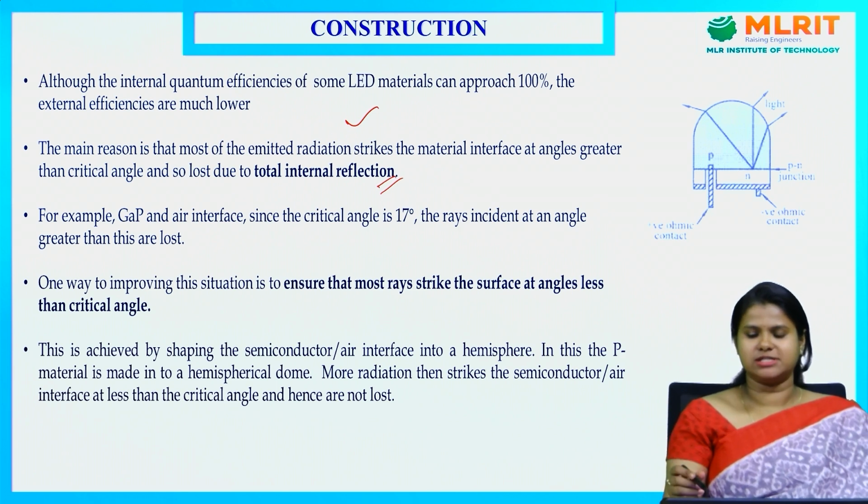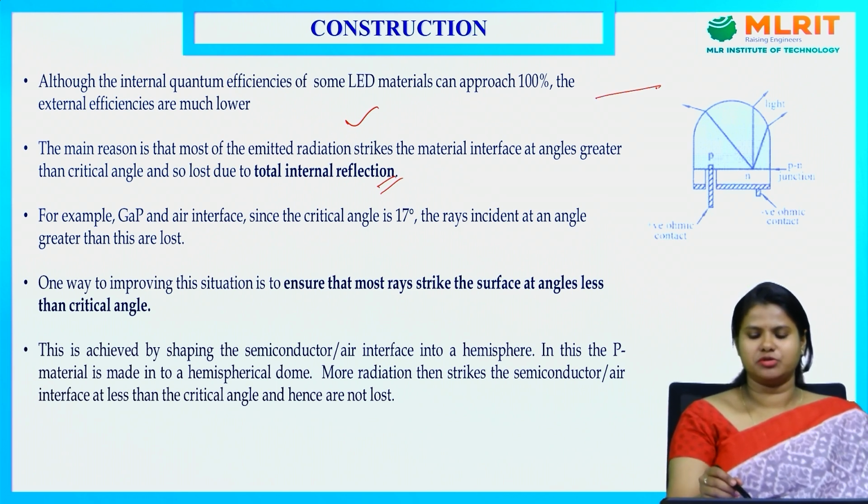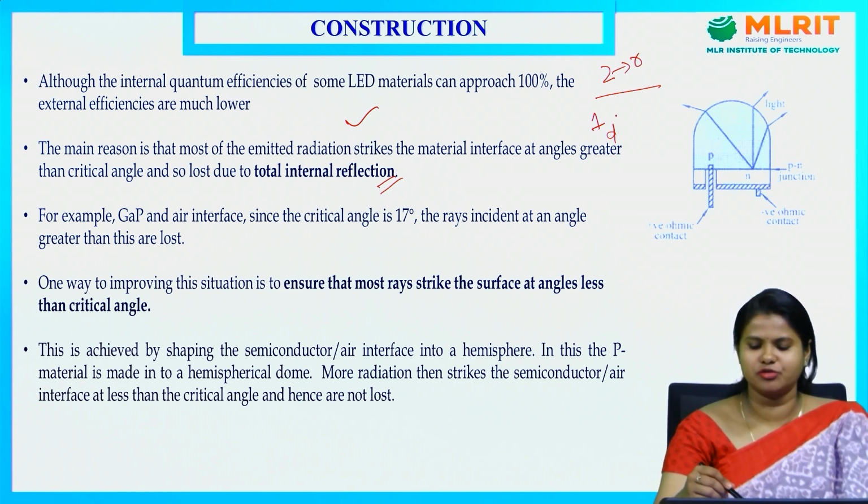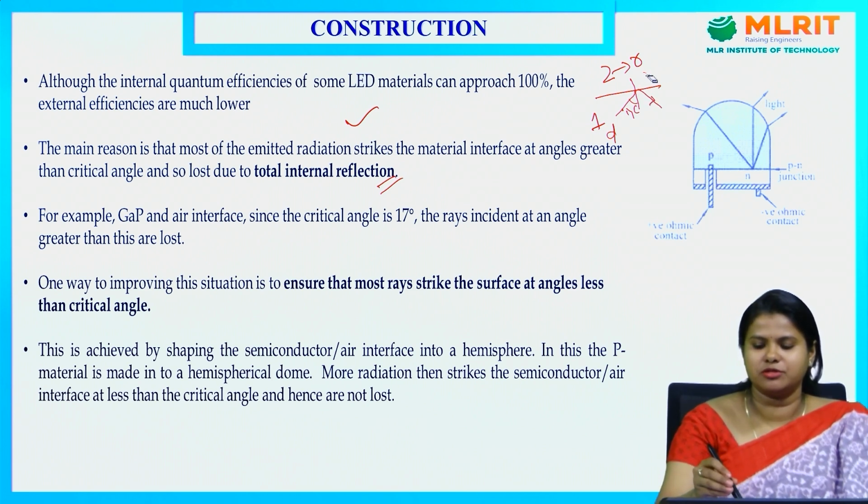Let's consider two layers. This one is medium 1 and this is medium 2. Medium 1 is a denser medium and this is a rarer medium. When light goes from the denser medium to the rarer medium and the angle of incidence is greater than the critical angle, then instead of the light being refracted into the second medium, it will come back to the original medium, that is, the first medium.